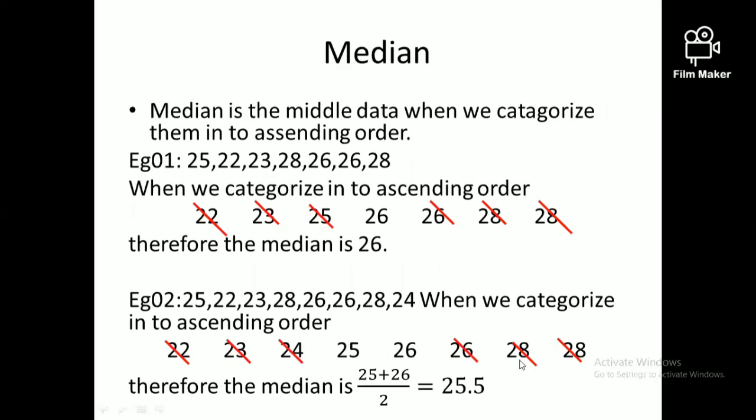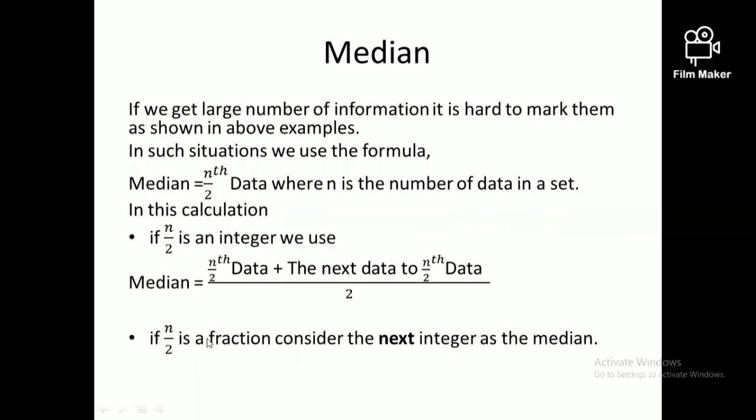If you work it out over here, you get 2 pieces of information. So when you're working it out, how many data are there? 1, 2, 3, 4, 5, 6, 7, 8. 8 divided by 2 is the 4th data. Then if you get the 4th data, you have to take the 4th data plus the 5th data divided by 2. That's the concept over here.